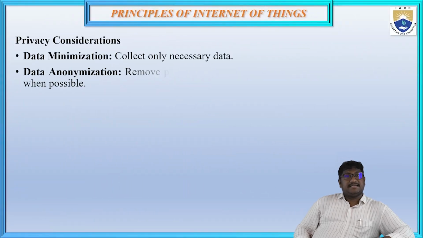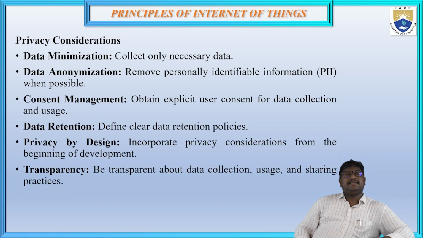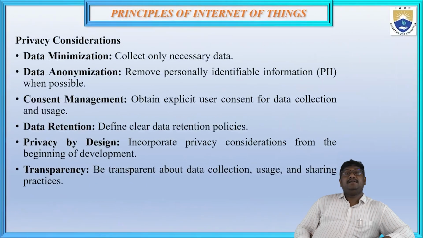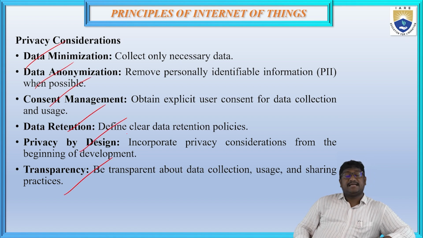Coming to privacy considerations: data minimization, data anonymization, consent management, data retention, privacy by design, transparency. All these privacy considerations have to be taken whenever we are collecting the proper information. Data minimization, data anonymization, consent management, data retention, privacy by design, and transparency have to be considered when it comes to privacy considerations.